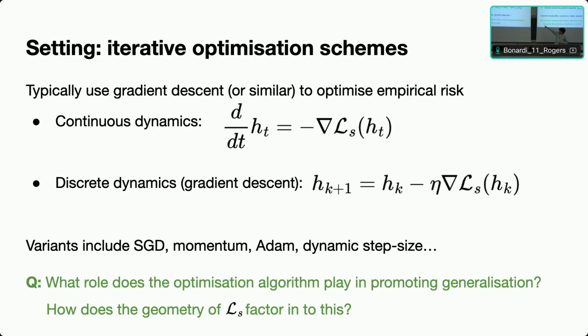And then we also have the discrete dynamics here. Typically some variant of this, like SGD, momentum, or something more complex like Adam is used. And so the question is, what role does this optimization algorithm play in promoting generalization? And can we relate it to the geometry of this function, the empirical risk?